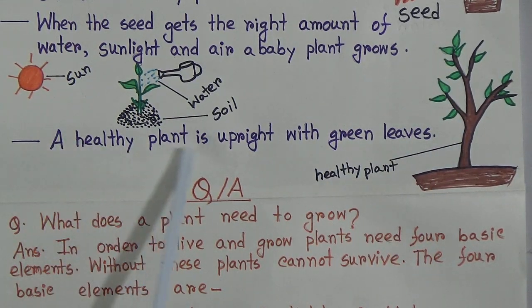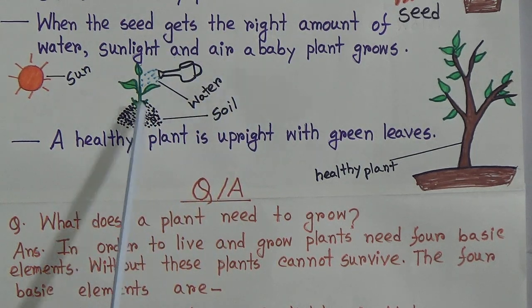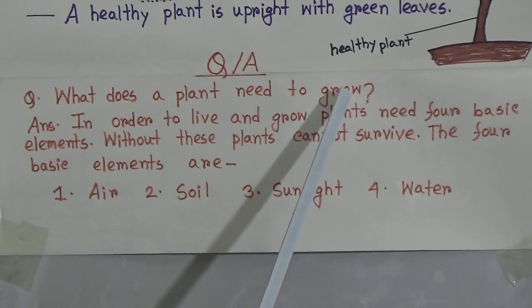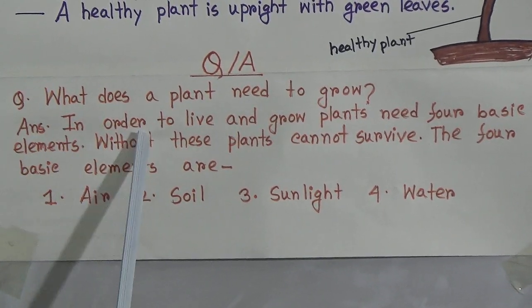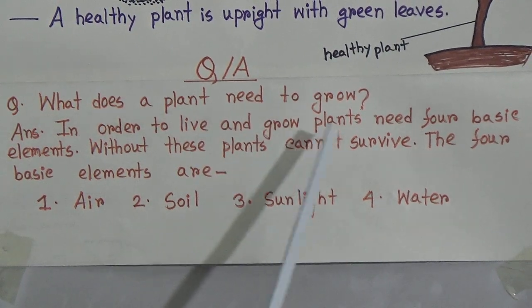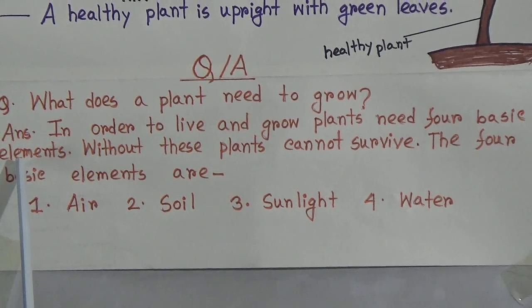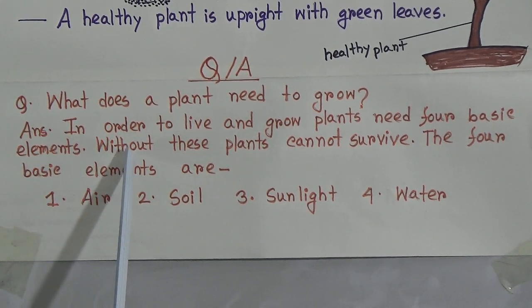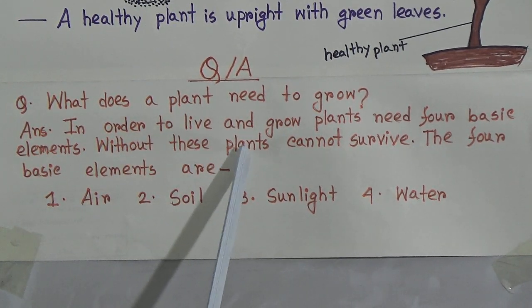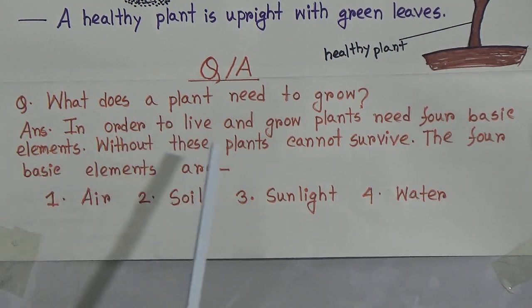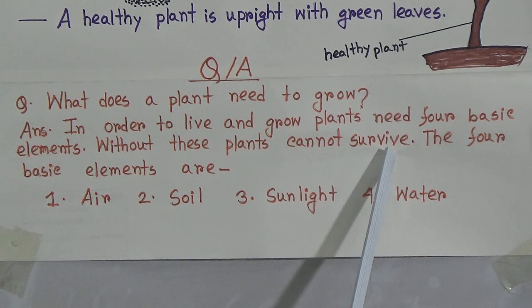Now from this chapter there is a question. Look here, what is the question? What does a plant need to grow? In order to live and grow, plants need 4 basic elements. What are these 4 basic elements? Without these 4 basic elements, plants cannot survive.